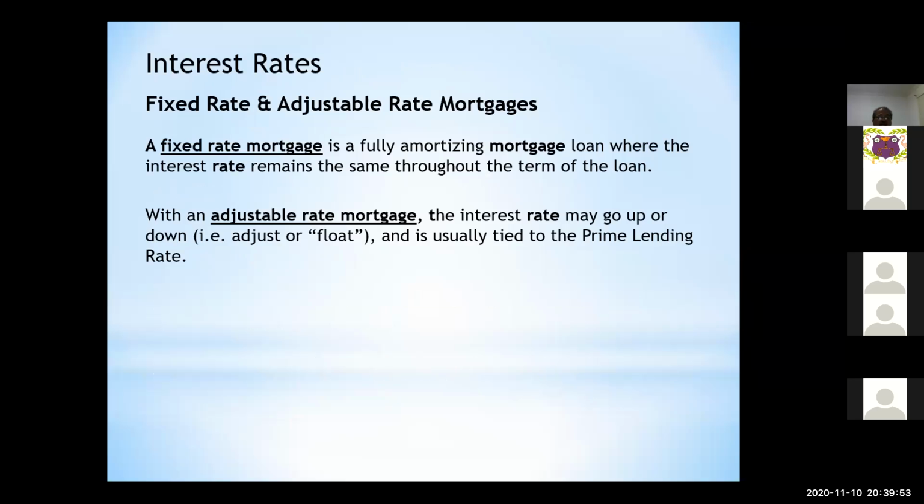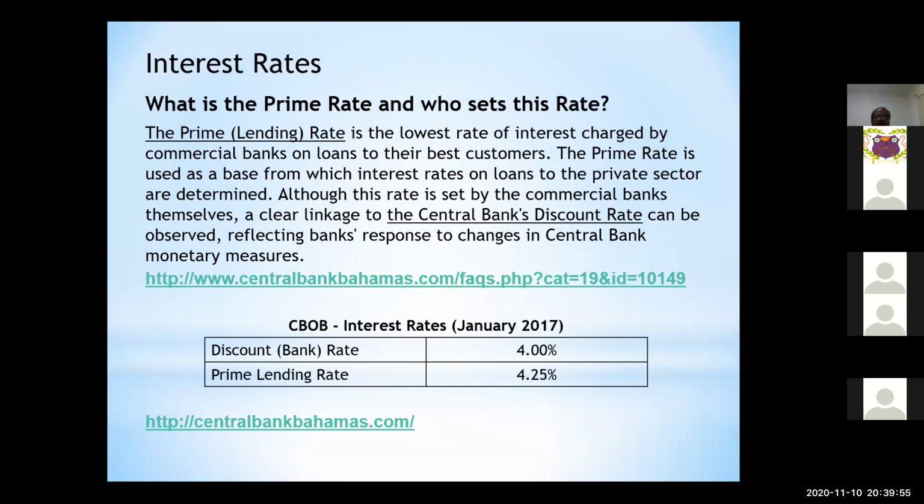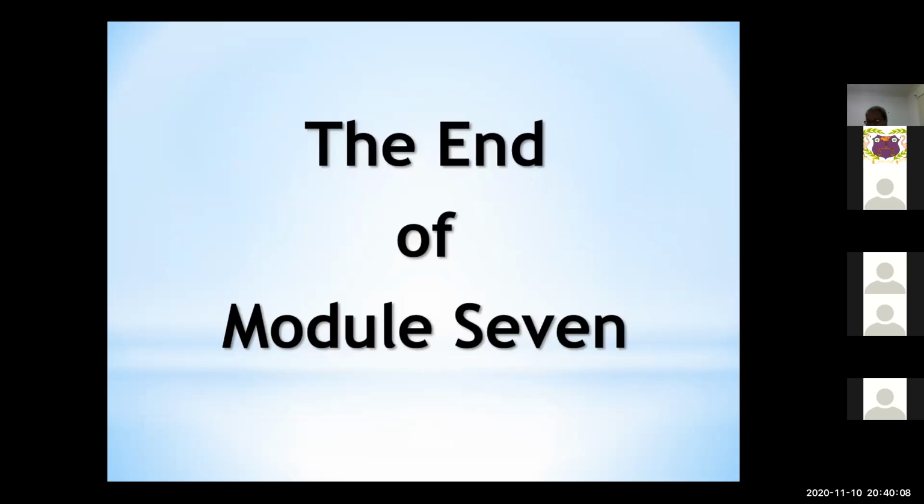Okay. And again, easy reading, the opinion on title, talking about the interest rate, fixed rate versus adjustable rate mortgages, and ending with what the prime rate is and who sets this rate. So the prime lending rate currently is 4.25%, and that's set by the Central Bank of the Bahamas. And there ends module number 7.